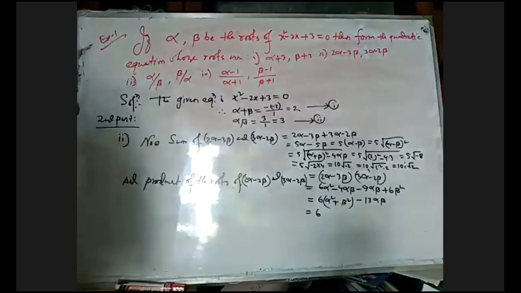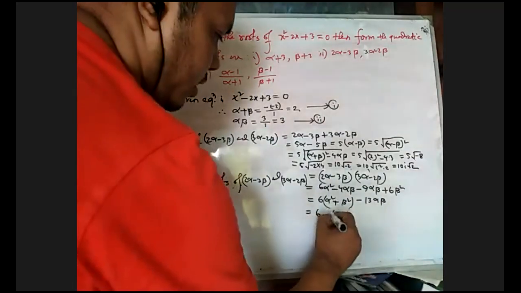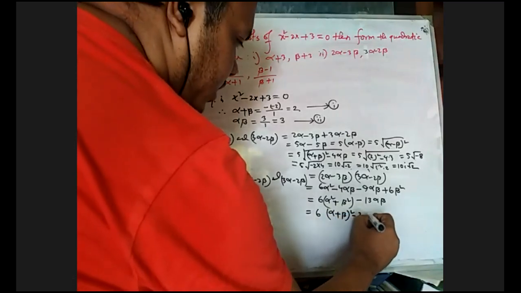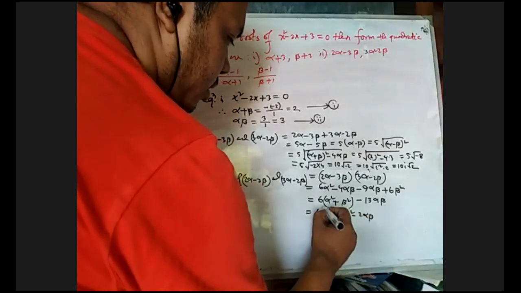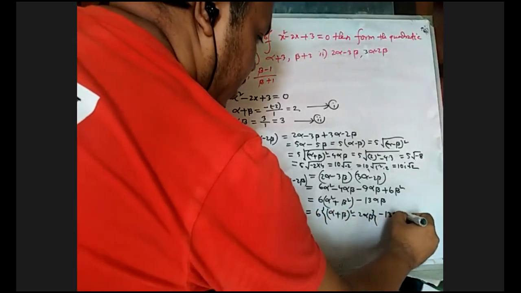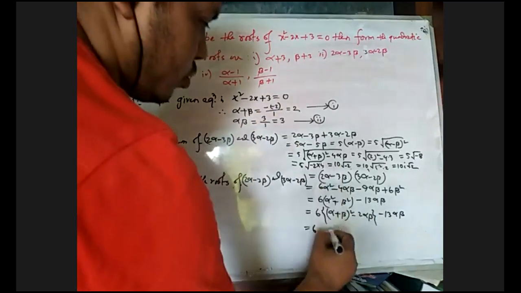6 times alpha square plus beta square, what will be the formula? A plus b whole square minus twice ab. Okay, using this corollary, a plus b whole square minus twice ab, second bracket minus thrice alpha into beta. Now just putting the values, alpha plus beta what? Only 2.